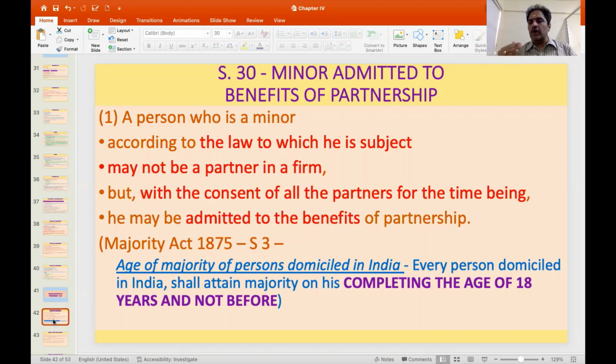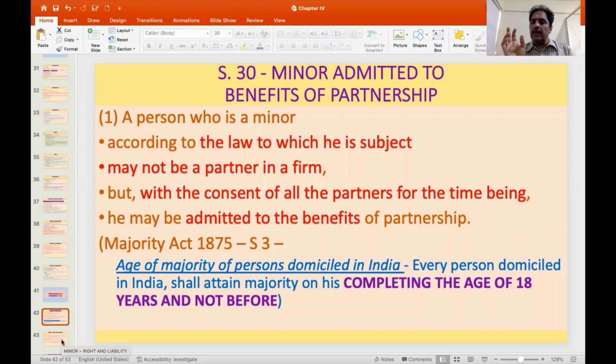And till what age will he be considered to be a minor? The law to which he is subject will be the applicable law. In our country, Majority Act 1875, Section 3 says the age of majority of persons domiciled in India: every person shall attain majority on his completing the age of 18 years and not before. So anyone who has not completed 18 years, if he wants to be admitted as a partner, he cannot be.